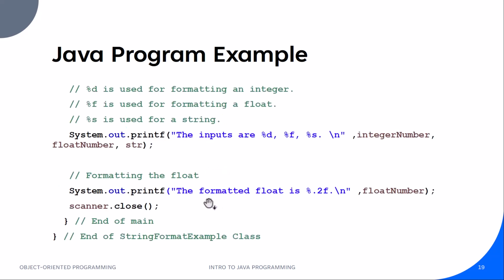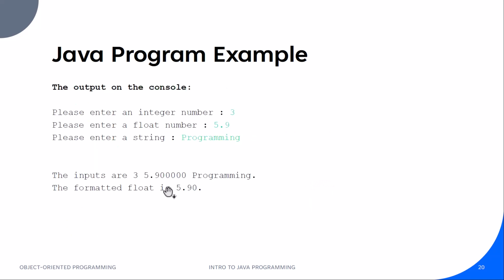And if we remember, I limit the number of digits after the dot to 2, so here the float will be formatted as 5.90. So after the dot there are only 2 digits.